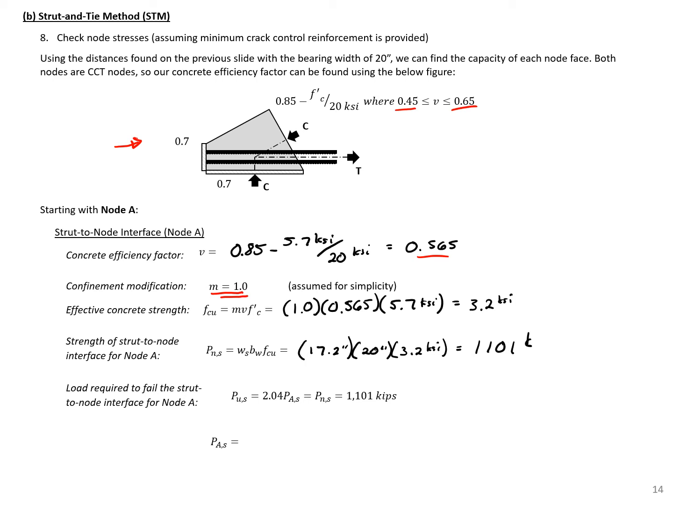We can compare this now to compare our capacity to our demand and figure out the load required to fail this face. So 1,101 kips divided by 2.04, the demand, which will give us 540 kips. So it'll take 540 kips to fail the strut to node interface in node A.